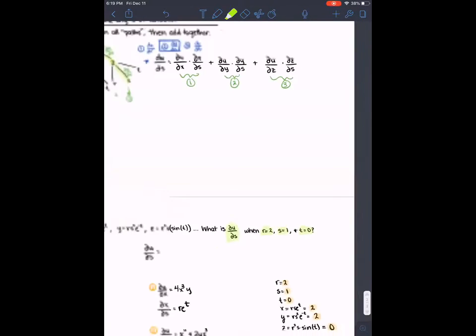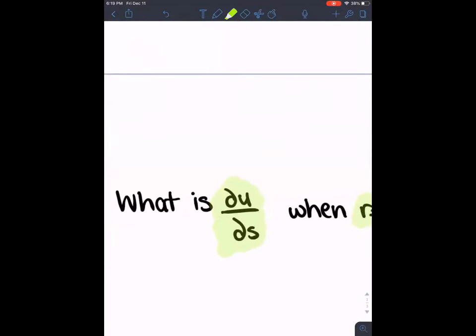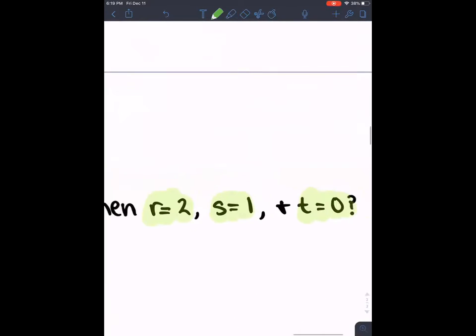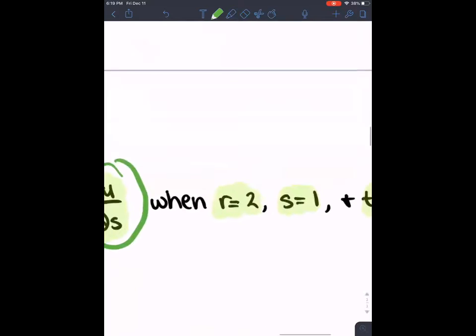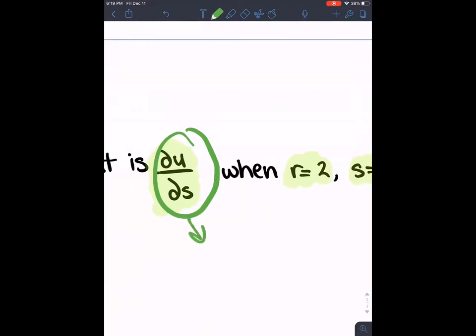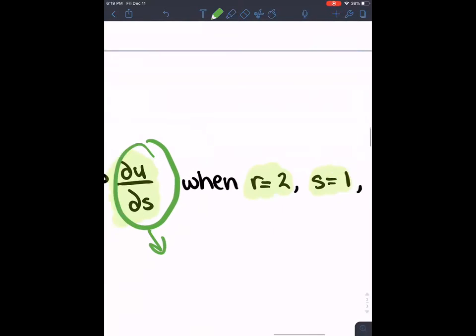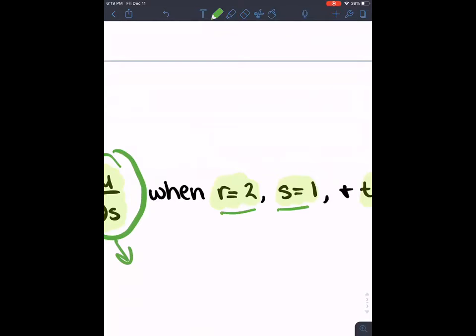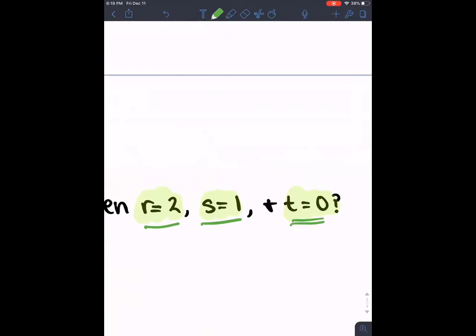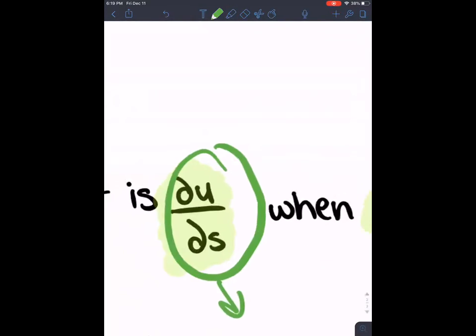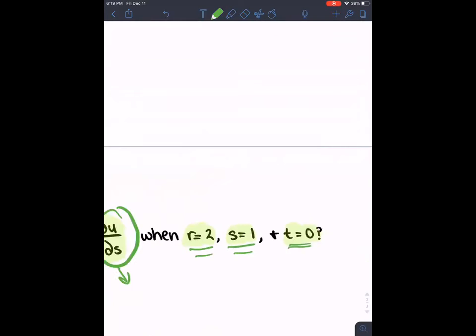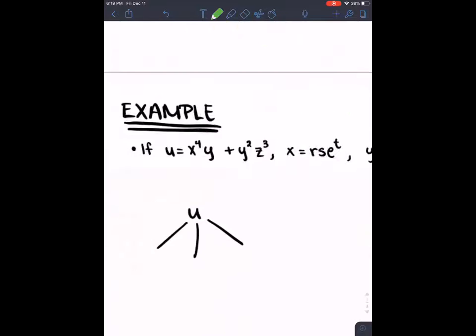So what is this asking? This is asking two things. First, what is the partial with respect to s? And the second is, what value does this take on when R is 2, S is 1, and T equals 0? So clearly, we have to find this and then plug in these numbers in order to get that final value. So let's start building our tree.